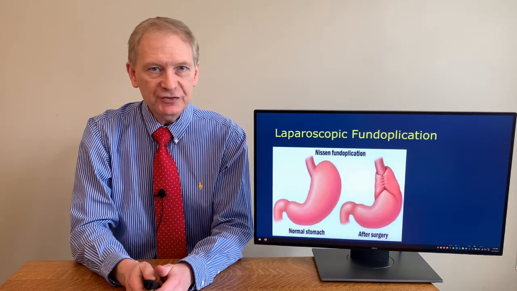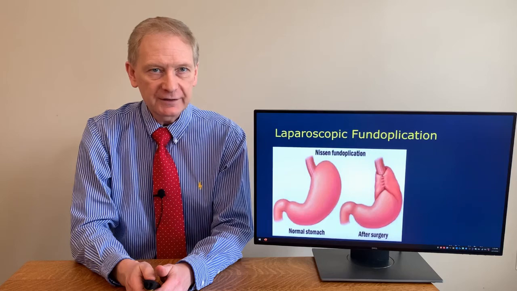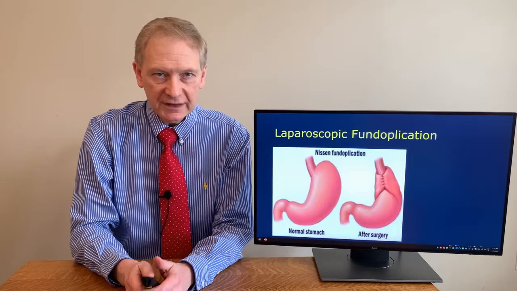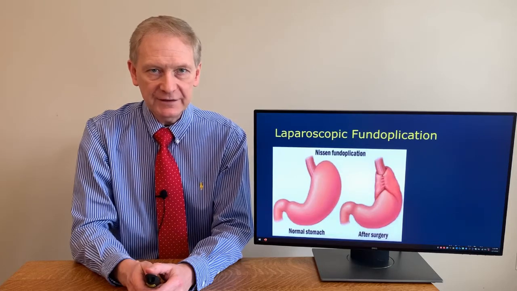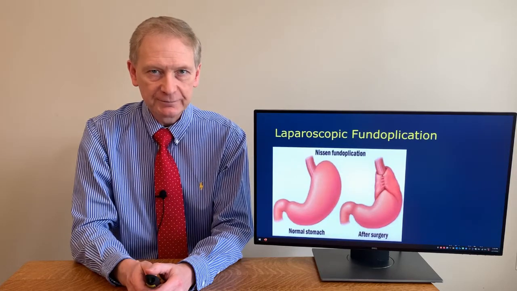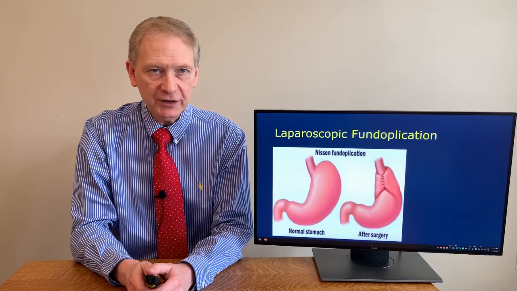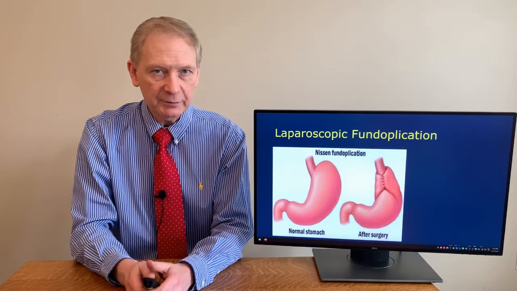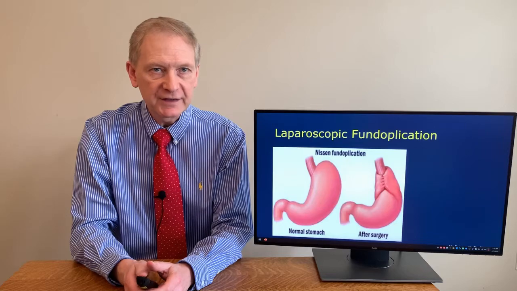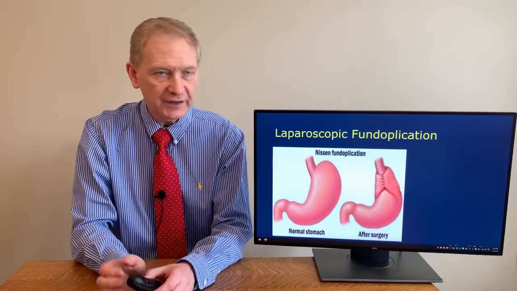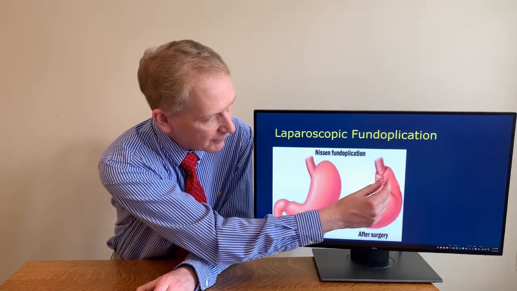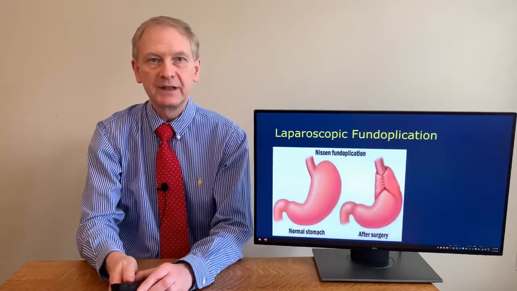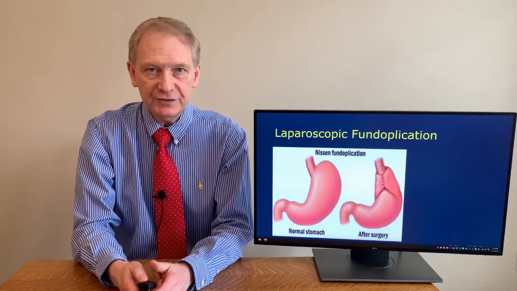This is an image demonstrating what the operation looks like. If the patient in question has a hiatus hernia, the surgeon will bring the hernia down into the abdomen from the chest first. Then the upper part of the stomach, which we call the fundus, is wrapped, or as we often call it, plicated around the esophagus, and then it's stitched together as shown in the picture. You can see how it's wrapped around and plicated together. This provides a barrier against reflux.